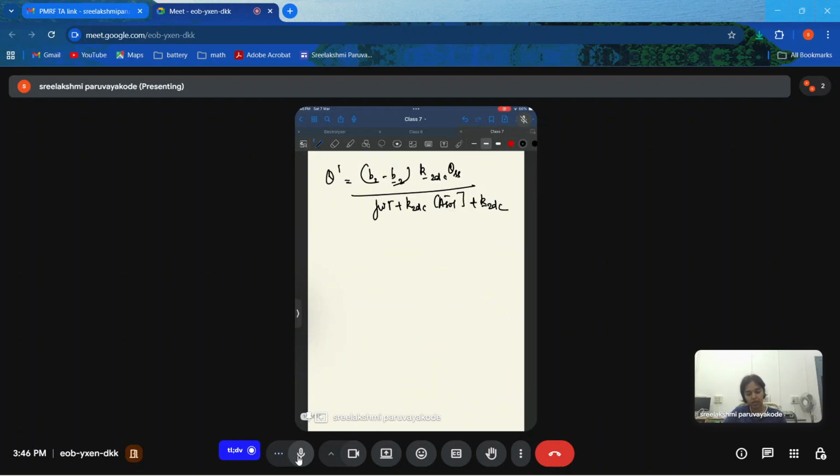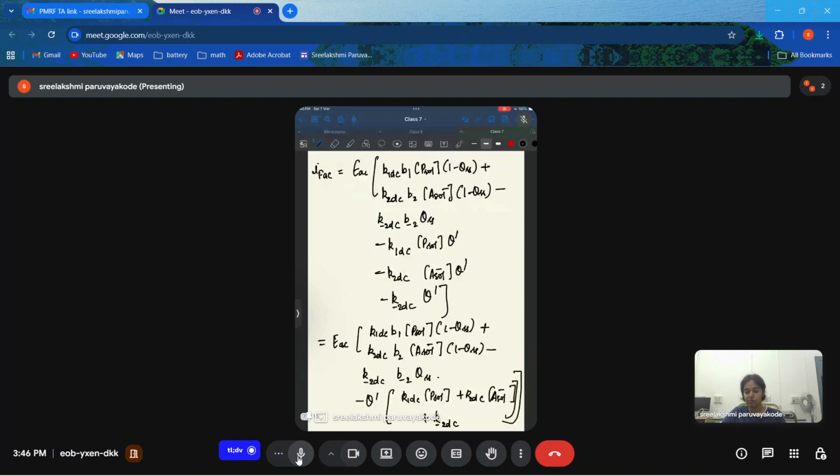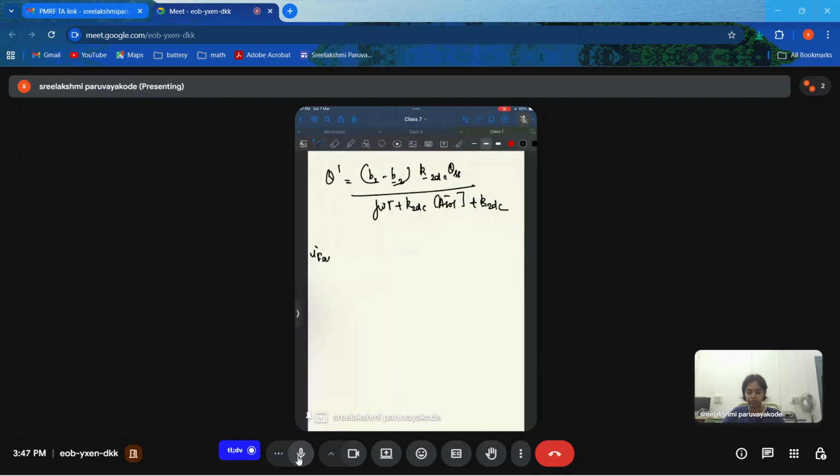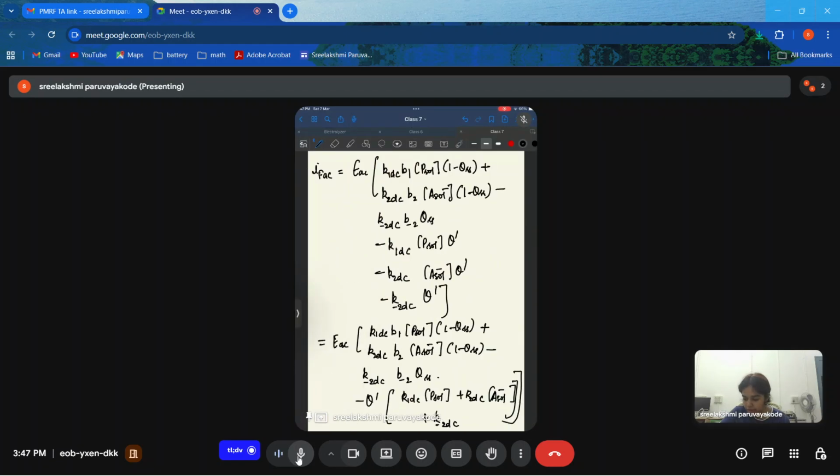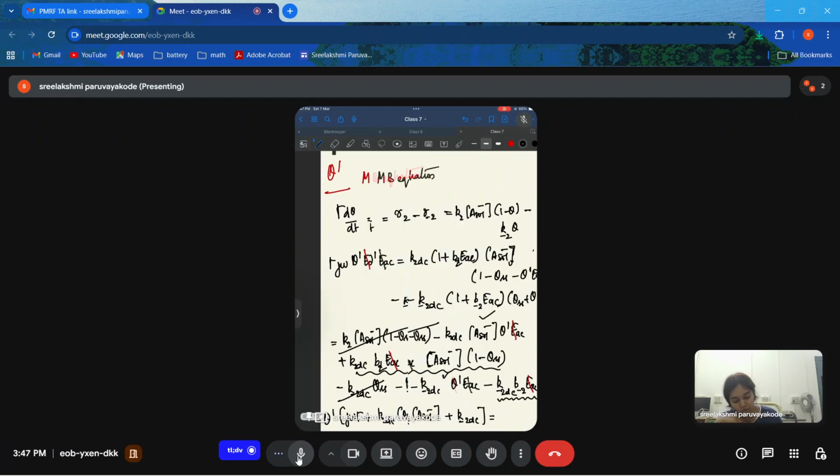Now substitute it back into this expression for IFAC. What will we get? Let's write IFAC equal to B1 K1 DC P solution 1 minus theta SS plus B2 K2 DC A solution minus 1 minus theta SS plus K minus 2 DC B minus 2 DC theta SS. Okay, let me write that one first.